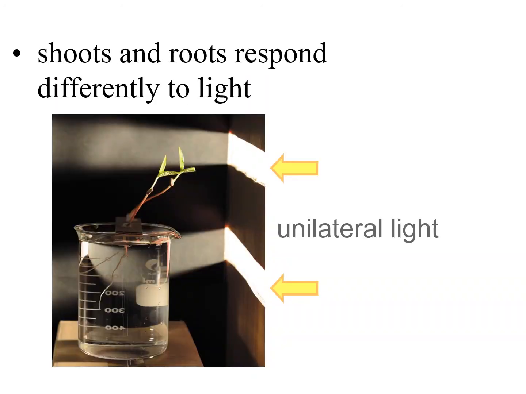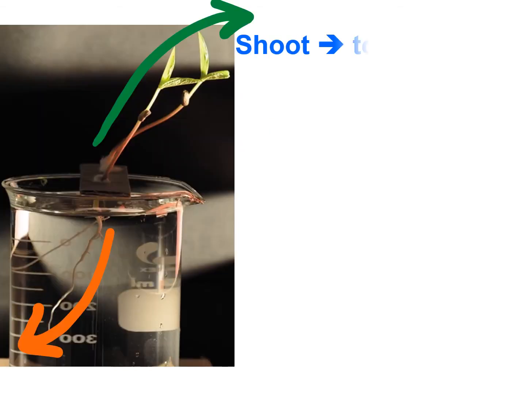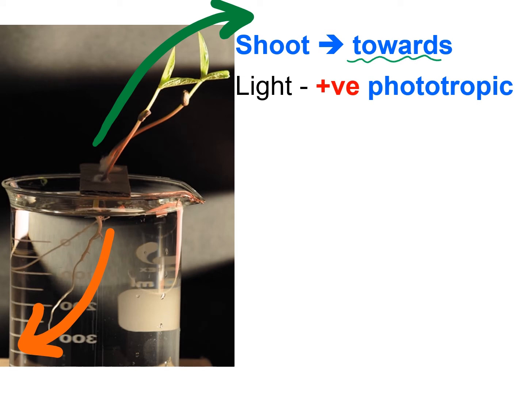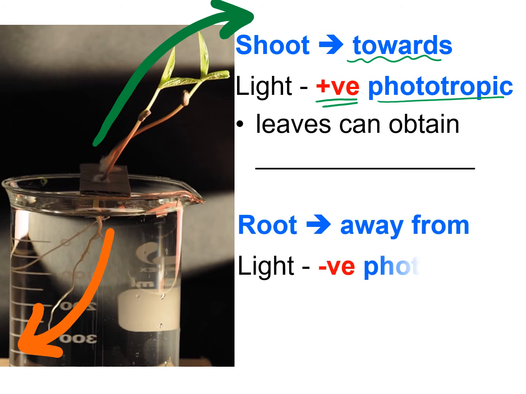When there is unilateral light shining on the plant, the shoot and the root respond differently. For the shoot, you can see it grow towards the unilateral light, while the root responds differently by growing away from the unilateral light. Since the shoot grows towards the unilateral light, we call this positive phototropism. On the other hand, the root grows away from the unilateral light. Therefore, we call this negative phototropism.